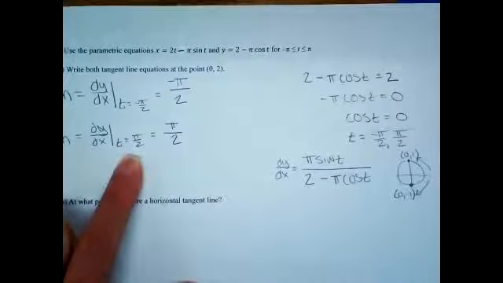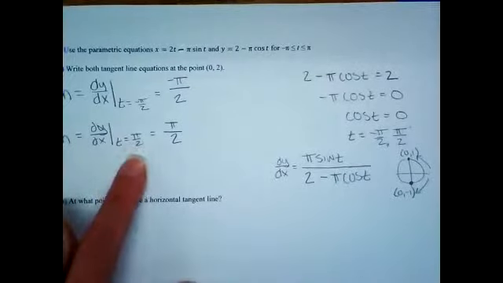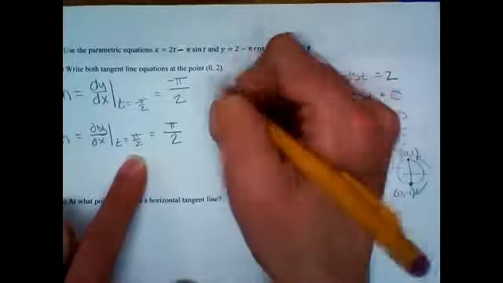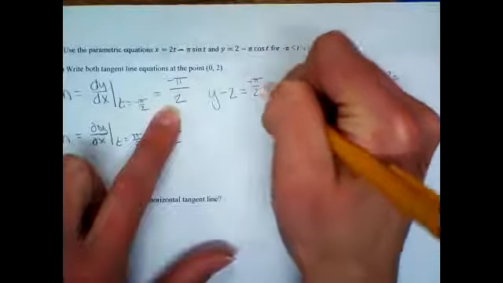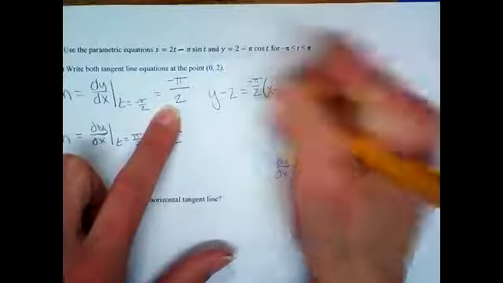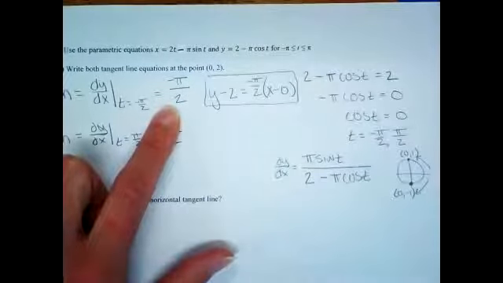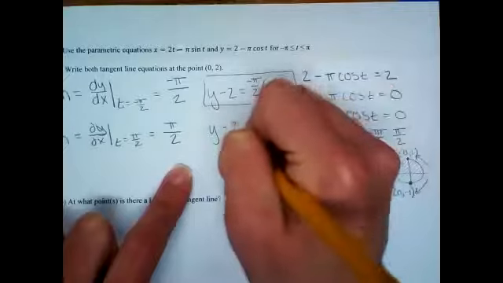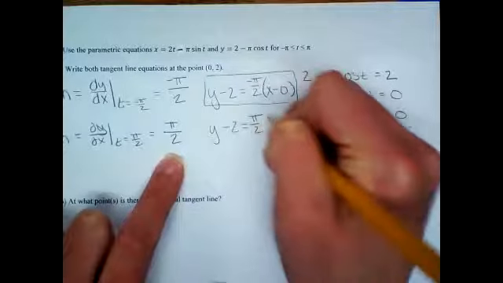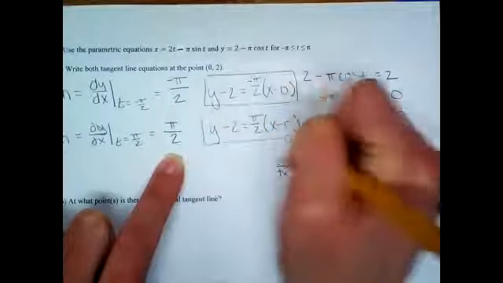I didn't actually finish answering the question yet because what did it ask for? The equations, okay? So for this point, one equation would be y minus 2 equals negative pi over 2 x minus 0. I always write the whole format. I realize that that's 0, so you technically don't need that part, but I just always put it. And then the other one would be y minus 2 equals positive pi over 2 x minus 0.